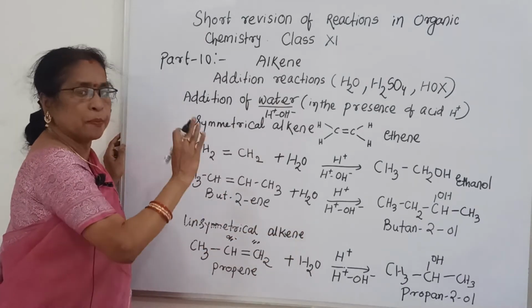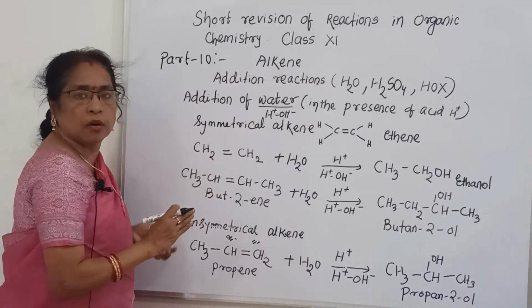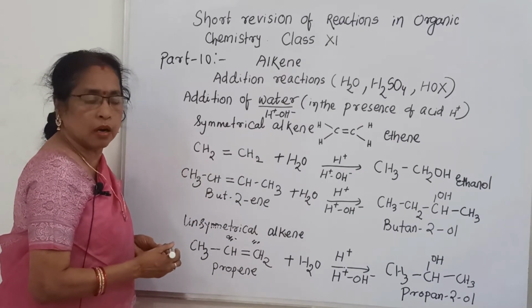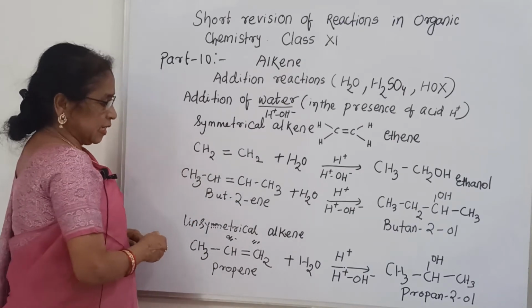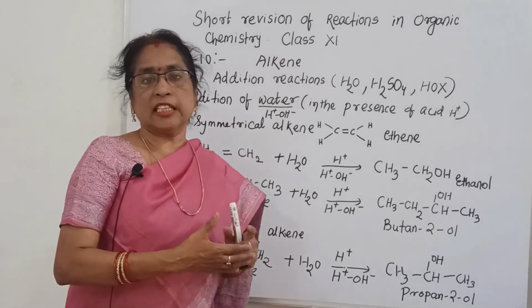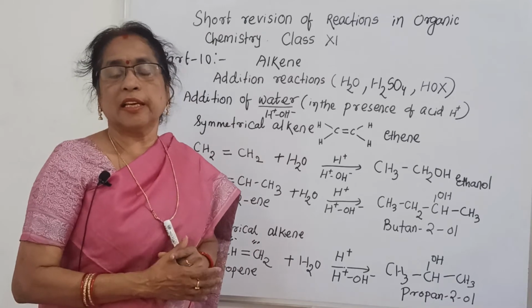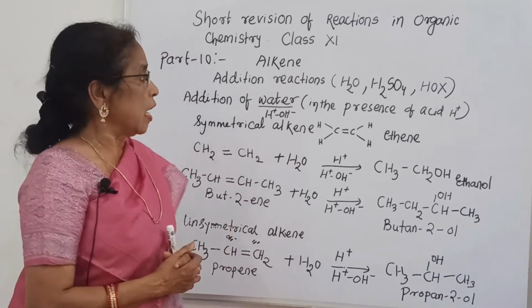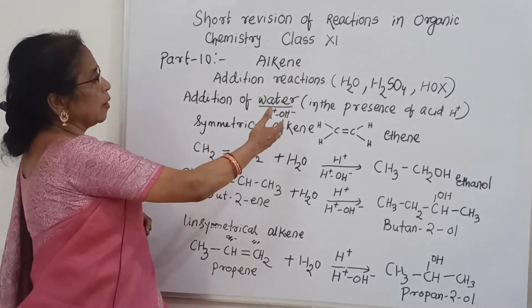What is the name? Propan-2-ol. Again you see, OH minus comes to the carbon which contains less number of hydrogen. This is Markovnikov's rule.